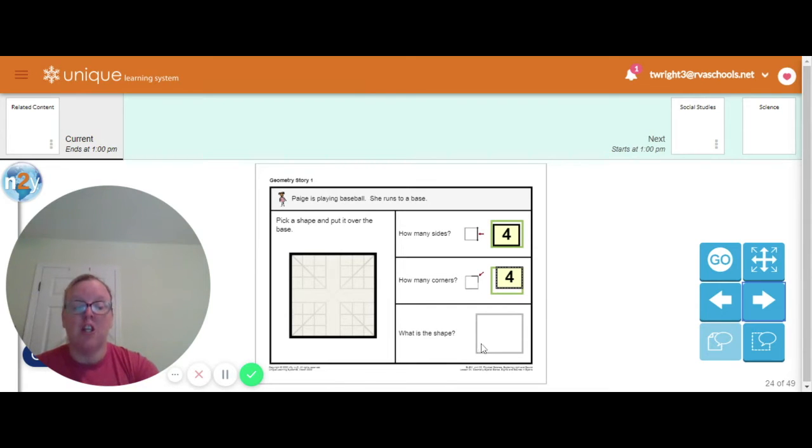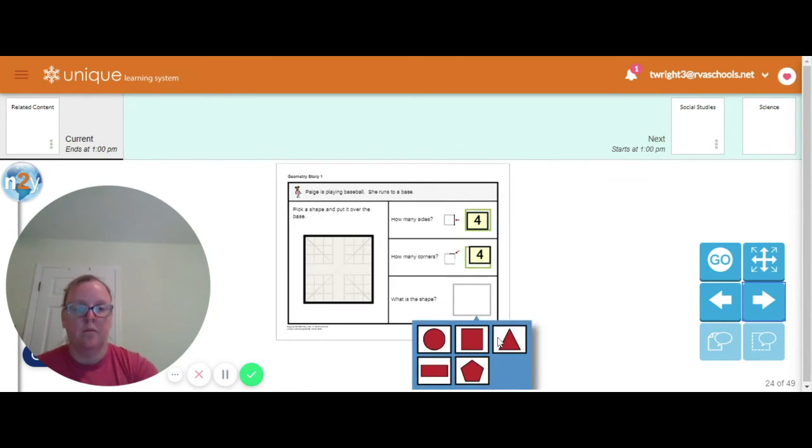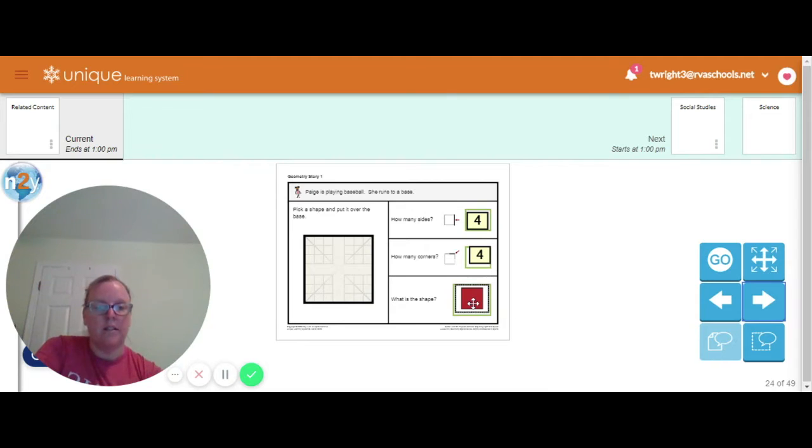What is the shape? It has 4 sides and 4 corners. Who can tell me what shape this is? Circle, square, triangle, rectangle, pentagon. Point to it. If you pointed to the square, you are correct.